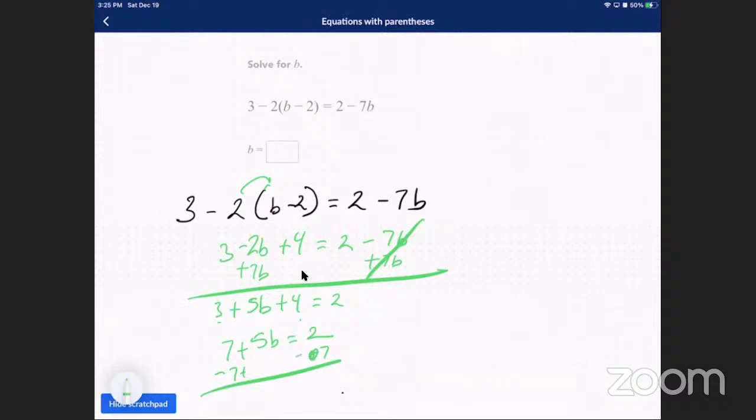Let's bring, I can't see this one over here, so I'm gonna bring this up, bring it over here. Okay, so now we have this 5b over here, and we're gonna end up with a -1.